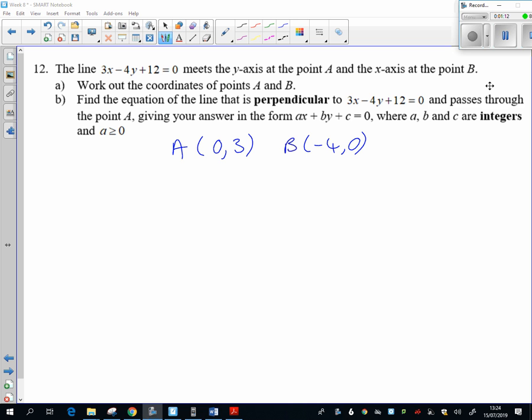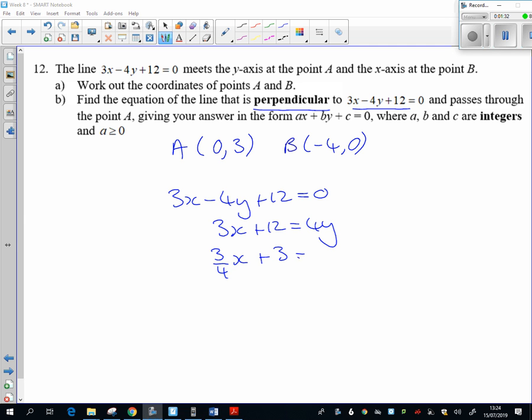Okay, then part B wants the equation of a line that's perpendicular to this line. So I'll need to find the gradient. So let's start with the equation as they give it to me. And then I'm actually just going to add the 4y over, divide by 4, and there's the gradient, but I want a perpendicular line.